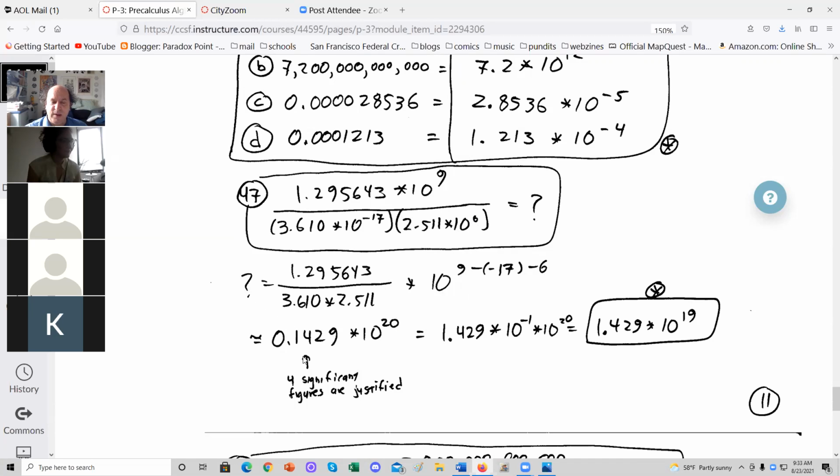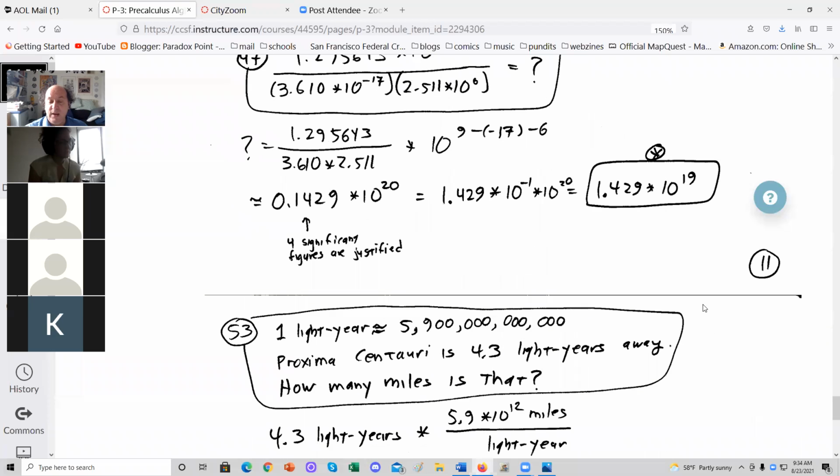This part comes out to 0.1429. There's only 4 decimal places justified because these have 4 significant figures and this has more, but you can't use the more significant figures because these are less accurate. Now I'll rewrite this as 1.429 times 10 to the negative 1, times 10 to the 20th. So you add these up and get 1.429 times 10 to the 19th.